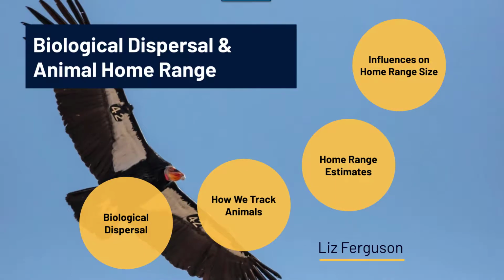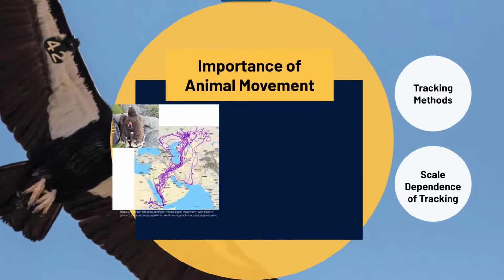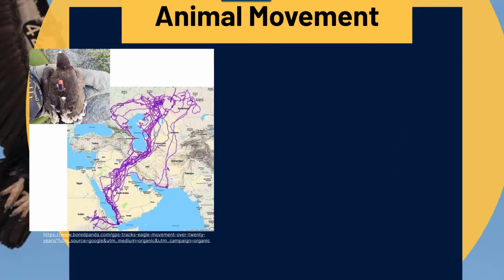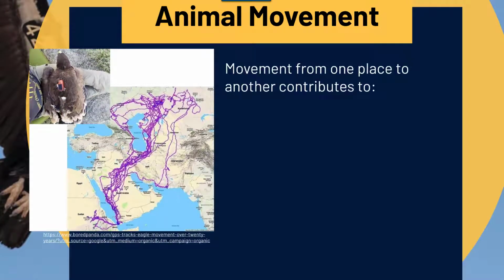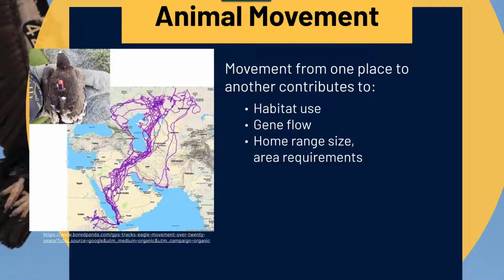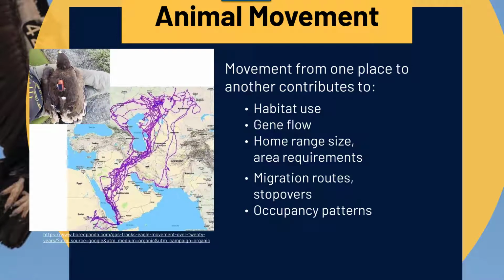So how do we track animals? Well, it's important to understand animal movements, and the movement of an organism from one place to another contributes to things such as habitat use, genetic flow, the home range size, so area requirements for both conservation as well as management purposes, migration routes and stopovers.